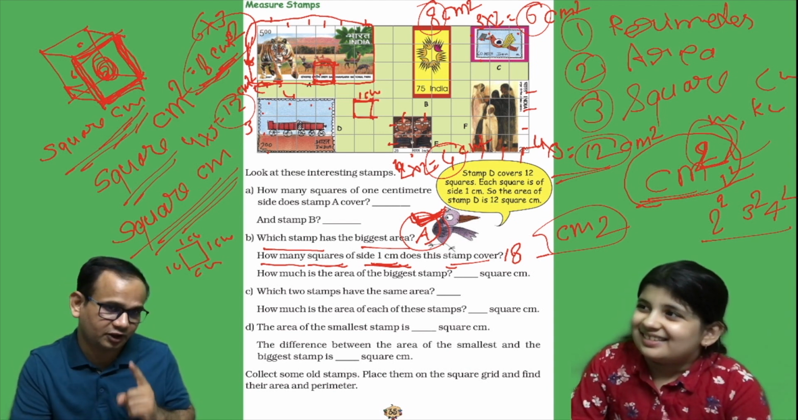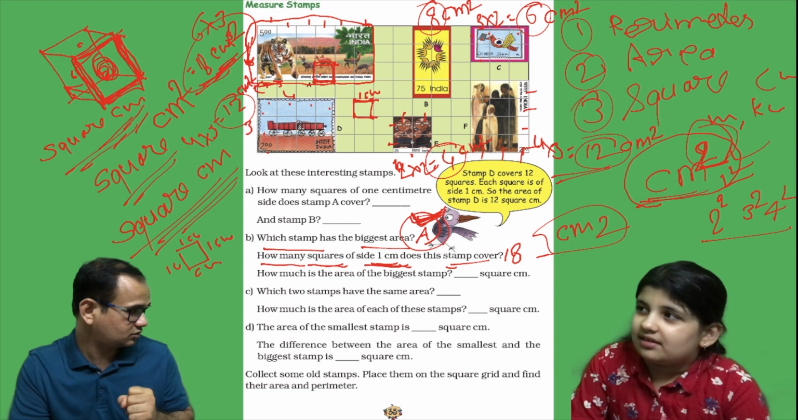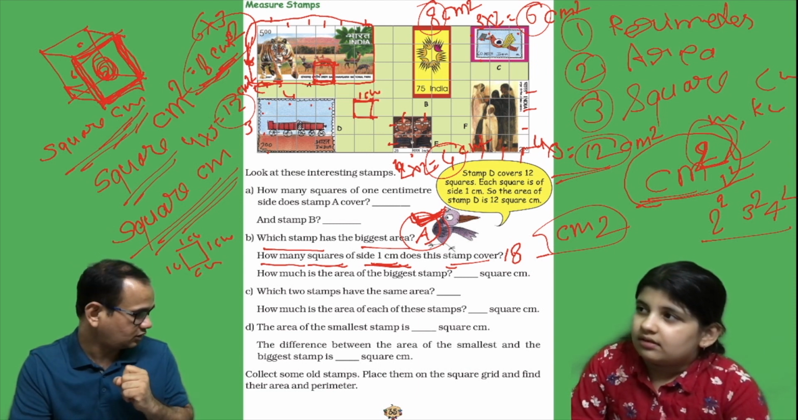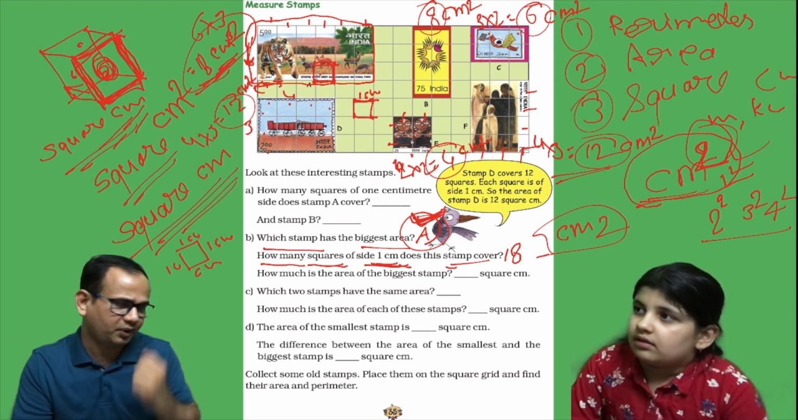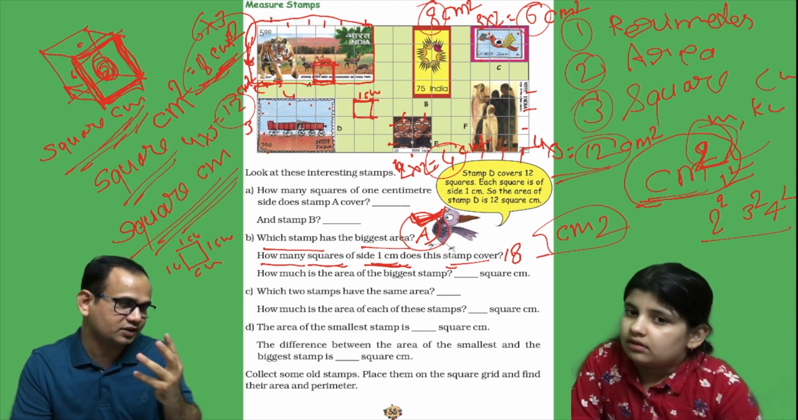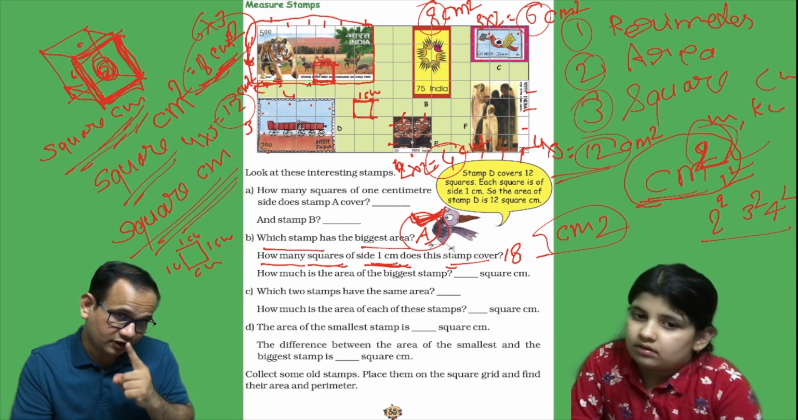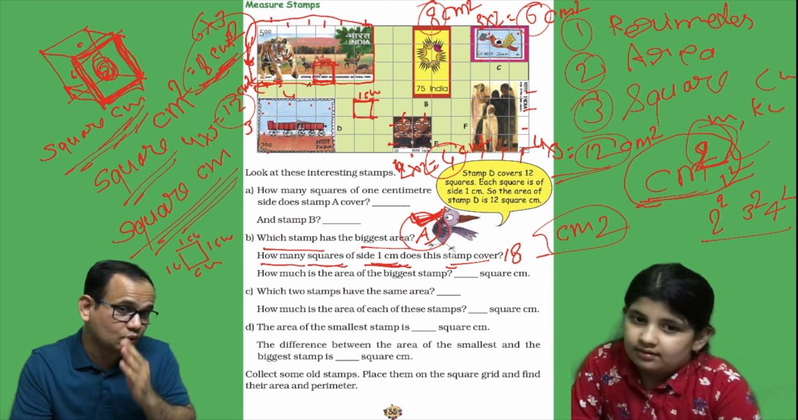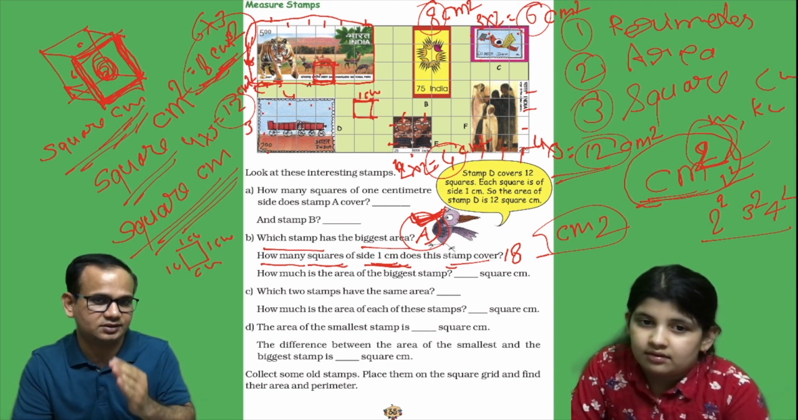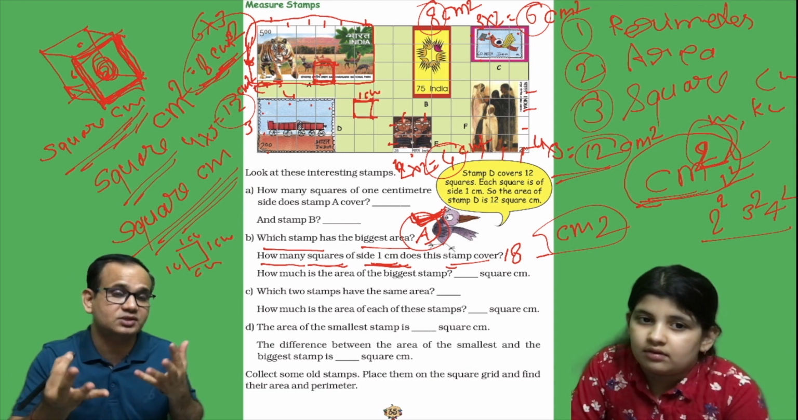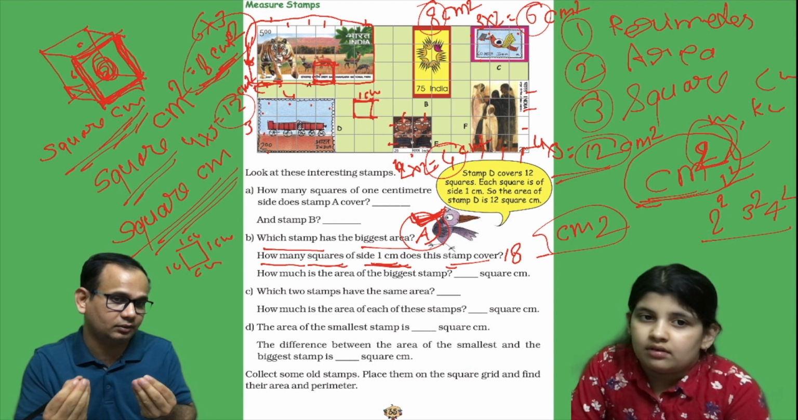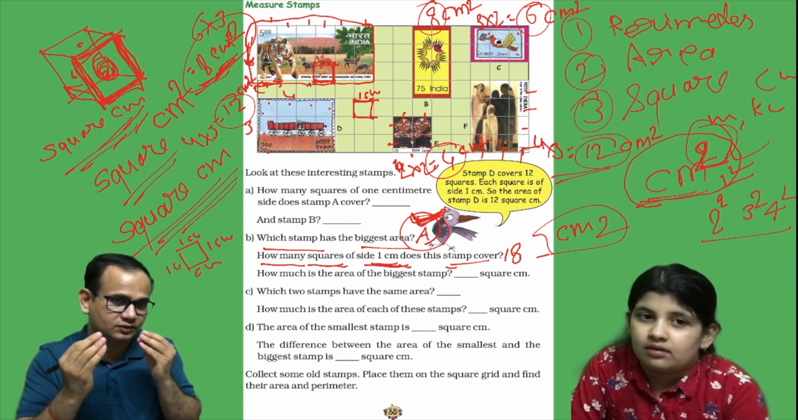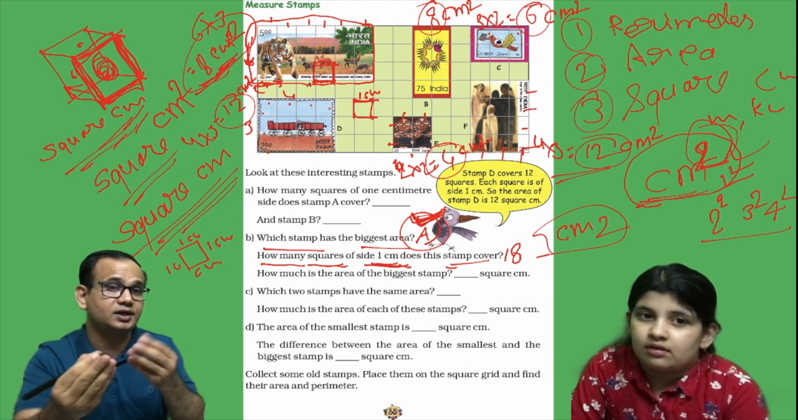Understood? You have to be very careful when you are reading the question. If it is asking about the area, what is the area of this stamp A, then you can say it's 18 square centimeter. But what is the question? The question is how many squares of side 1 centimeter does this stamp cover? That means how many squares of side 1 centimeter are in this stamp?